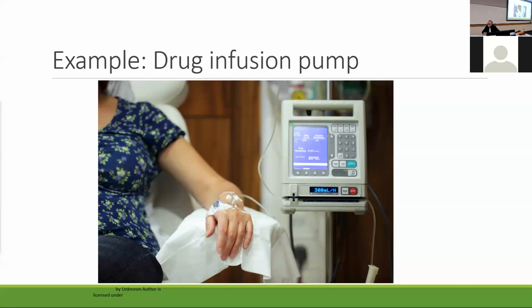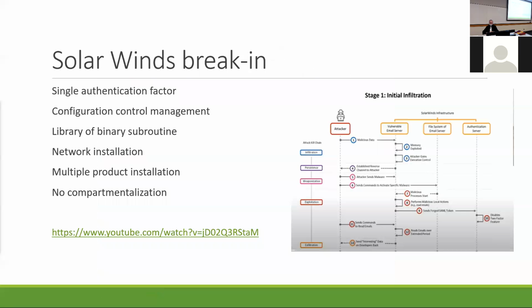So let's move on to the next slide. I want to talk a little bit here about something that happened fairly recently. The SolarWinds break-in, in which, among other things, the ability to deliver oil through pipelines on our whole East Coast got compromised. So I want to talk about some of the things that happened.